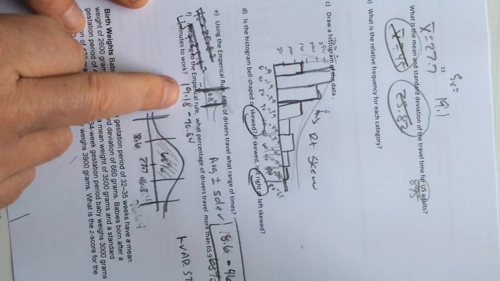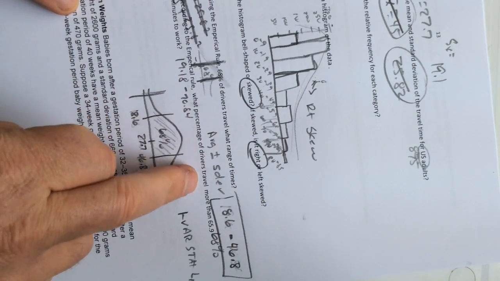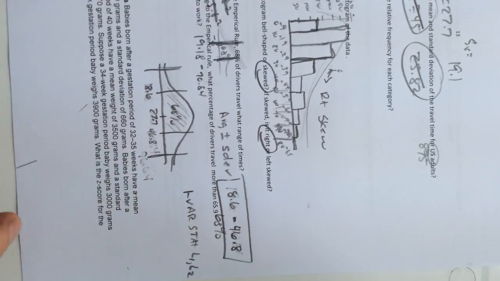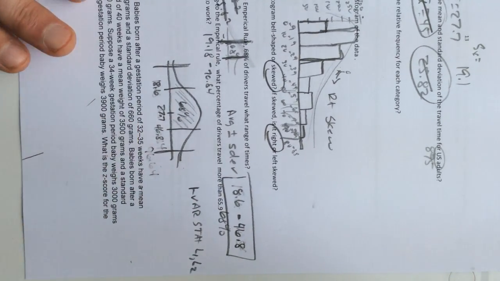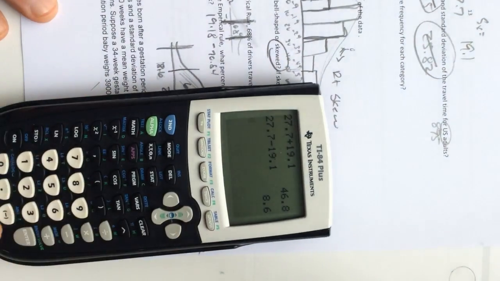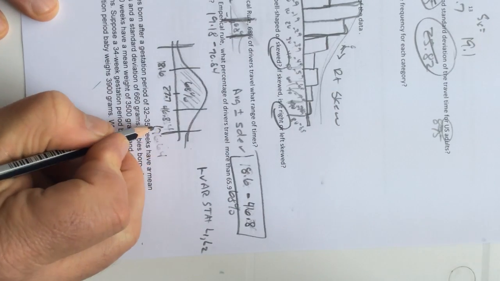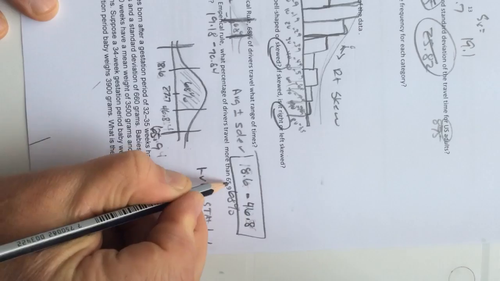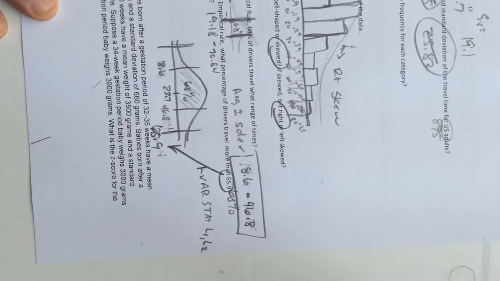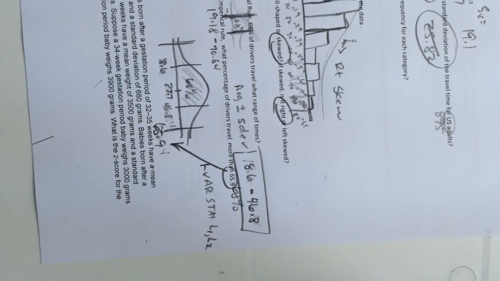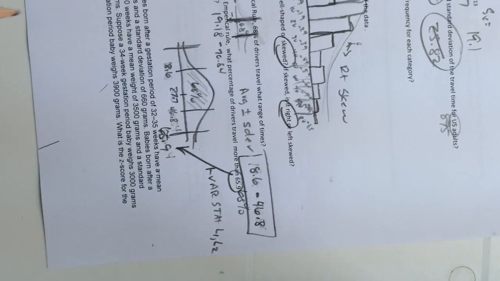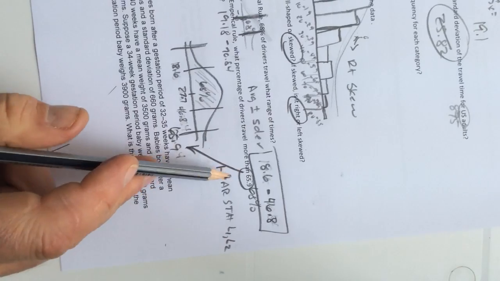Okay, now this question, what percentage of travelers travel more than 65.9? So let's go up one more from that 46.8. Go up one more of 19.1. Well, that's 65.9, which just happens to be that number. That's how come I knew it was wrong, because I knew that question was going to end up right on one of those edges.